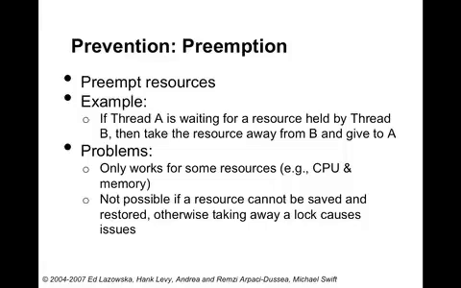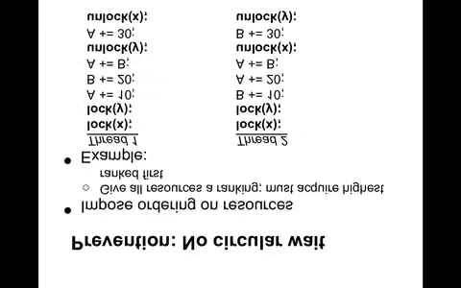This is one way to add preemption to a system. However, it doesn't work for all resources. It works for some resources where you can completely save the state some other place, like CPU and memory, but you can't really use it if you can't save and restore the state, because otherwise taking it away causes correctness problems. This is particularly the case with locks.